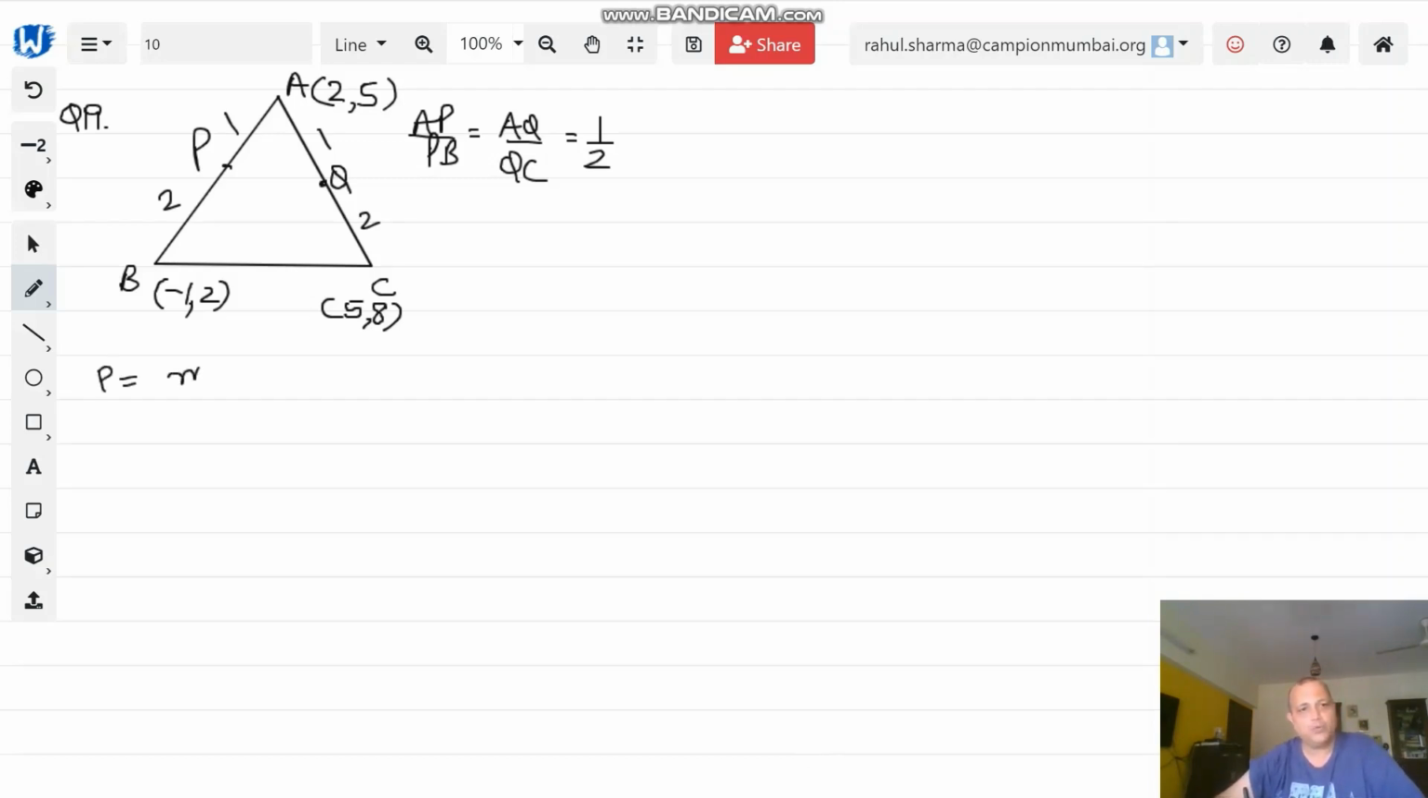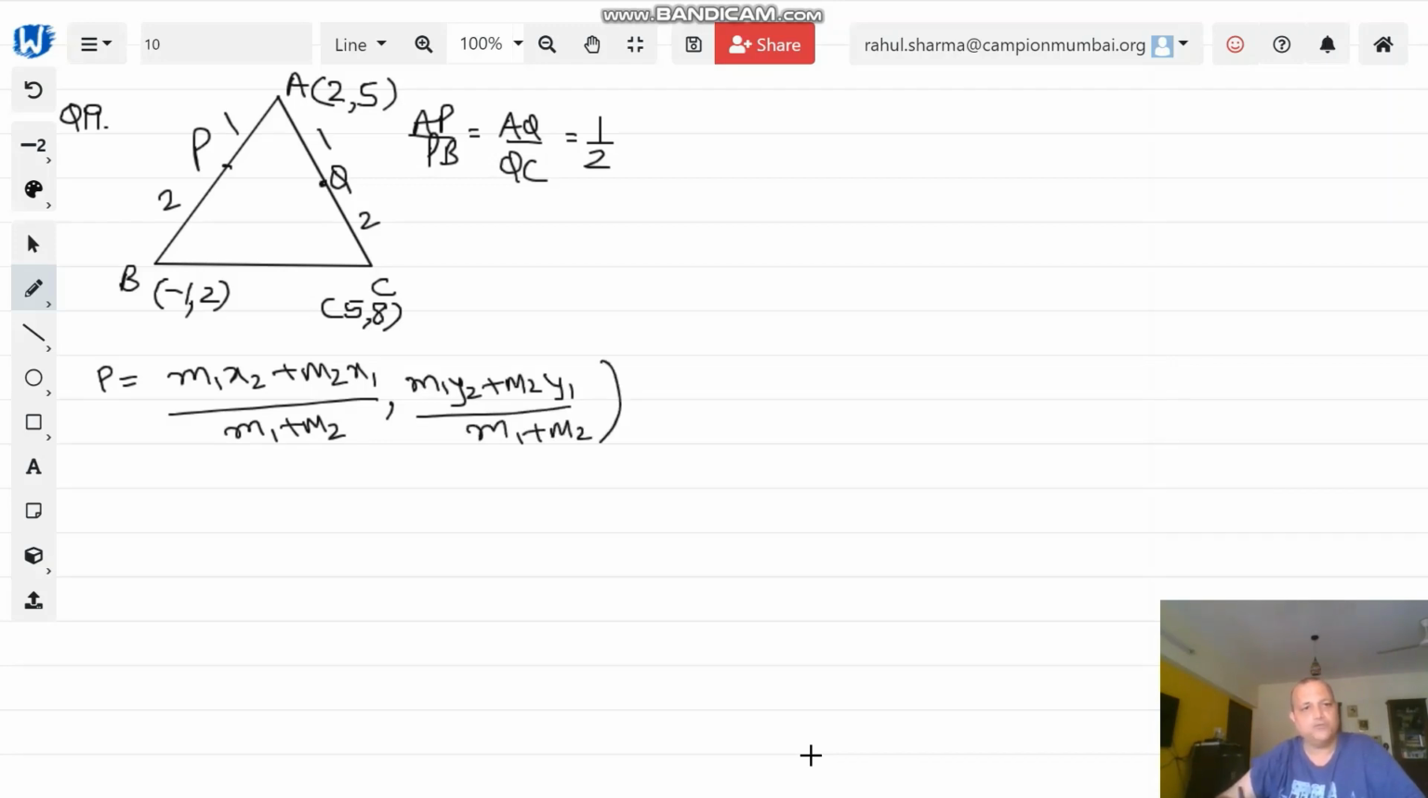P will be equal to m1x2 plus m2x1 upon m1 plus m2, and the y coordinate would be m1 y2 plus m2 y1 upon m1 plus m2. I hope you've noticed that I've been writing this formula for each question and each specific subpart, because I want you to remember that writing again and again helps you remember something. That is the only thing in this chapter.